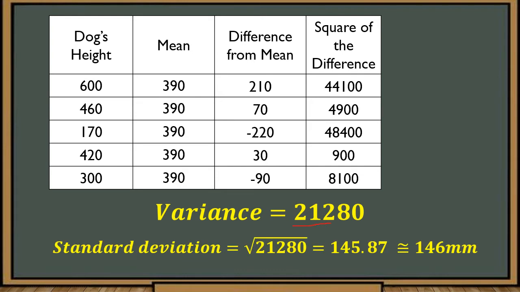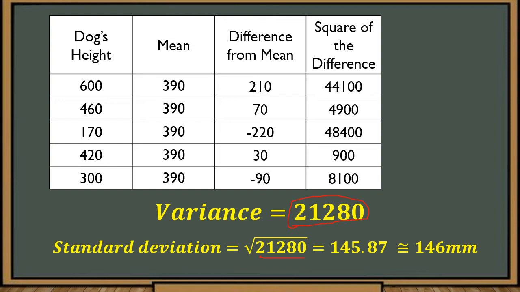Next, out of the variance, we can get the standard deviation. So how do we get the standard deviation? Just get the square root of the variance. So if this is the variance, 21,280, get the square root of 21,280.